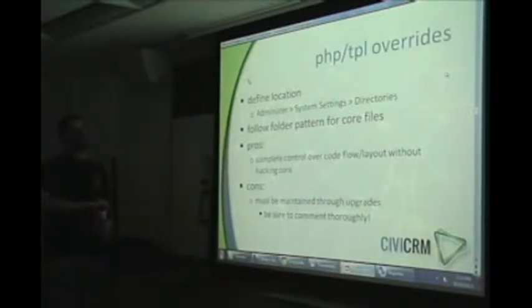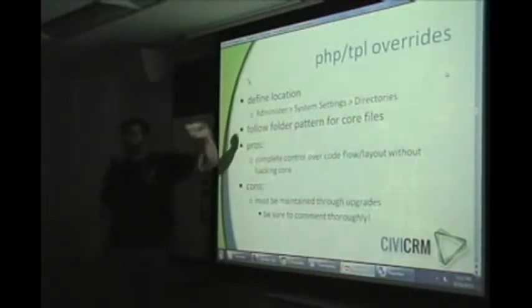So we're going to run through these, and I've got some cool stuff set up, and so we'll see this in action. Okay, so I already mentioned how we define the location. We saw that. The way that the PHP and the TPL overrides work is that I need to follow the pattern for core files. So I define where my starting point is. But then when I want to override it, I just follow the folder structure here in order to do that. And I'll show you that example.